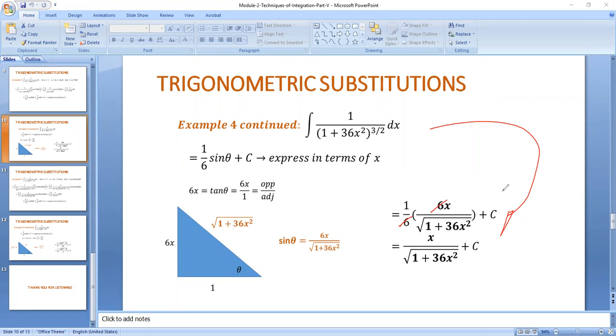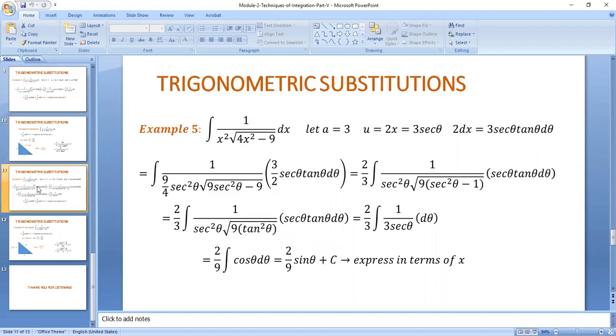Before I go to the last example on this, do you have any questions? Okay, there's none. Then I will proceed if there are no questions. Okay, the last example is a different substitution.